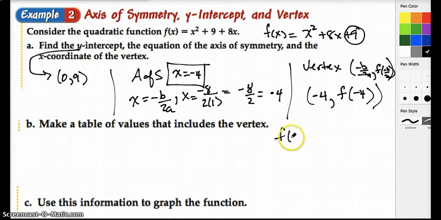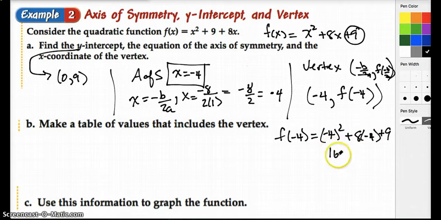So watch this. f of negative 4 is equal to negative 4 squared, plus 8 times negative 4, plus 9. Negative 4 squared is 16, plus 8 times negative 4 is negative 32, plus 9. These come together to give me negative 16, plus 9 gives me negative 7. So I get that my point is negative 4 comma negative 7.